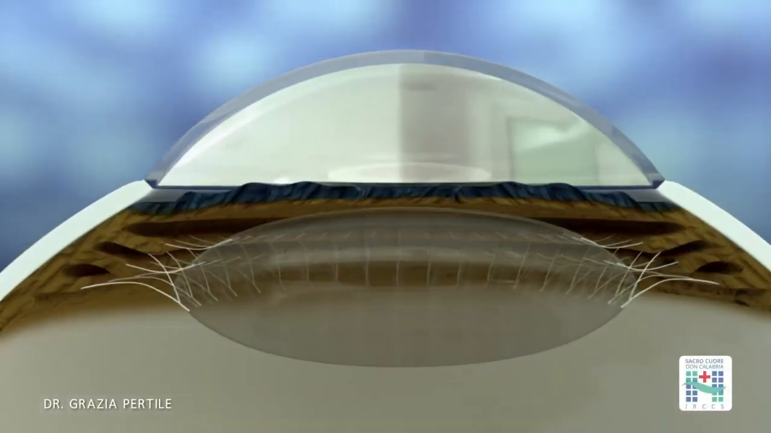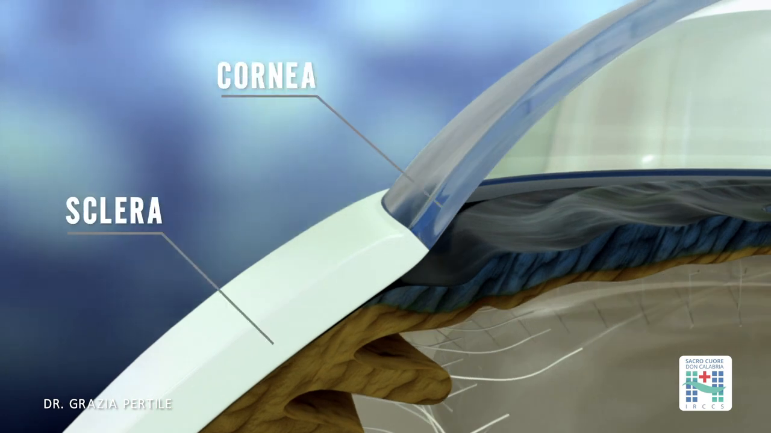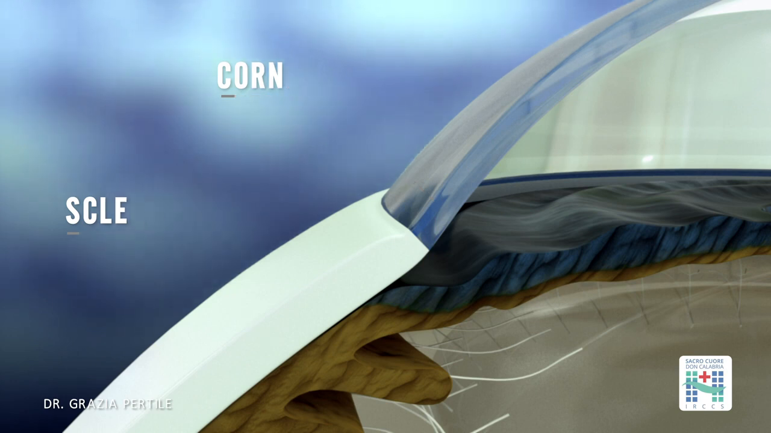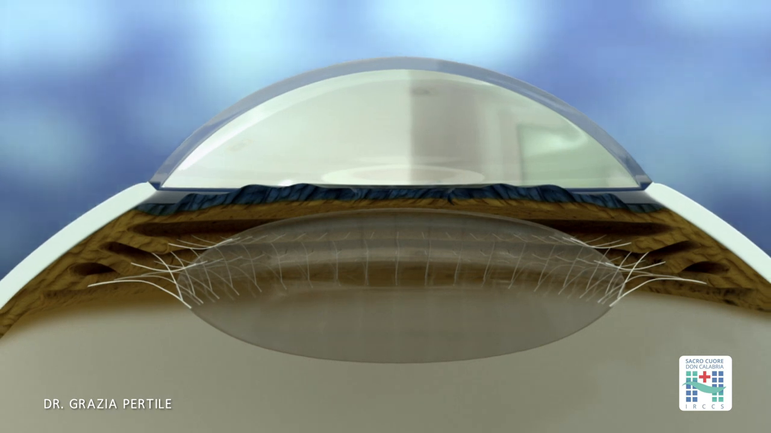The cornea is the eye's window. To perform its function, it must be transparent and have a regular curvature. Any corneal injury can significantly compromise vision. Therefore, suturing the cornea requires special attention compared to other areas.